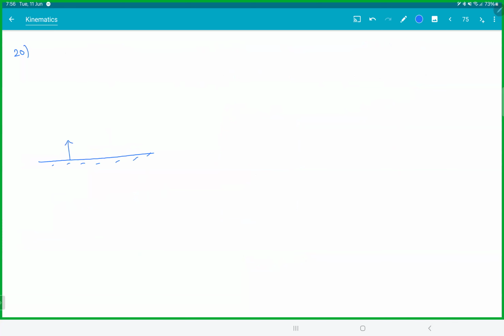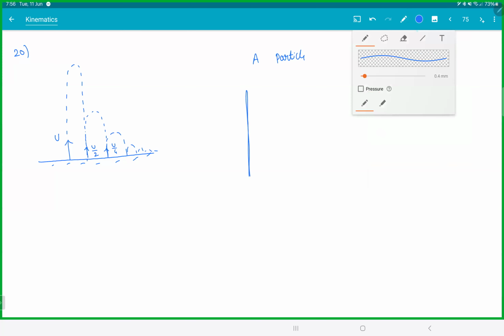So we have a particle projected with speed u. It goes up, comes down, hits the ground. The speed becomes u by 2. Then it goes up, comes back, hits the ground. The speed becomes u by 4. And it just goes on. So every time it hits the ground, the speed becomes half. Like I said, the diagram actually happens on the same line. But if I draw like this, you won't understand anything. So it will be like this. Then the third line would be like this. So they're all like this.